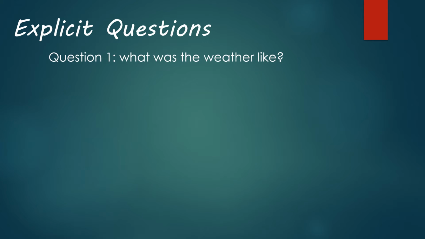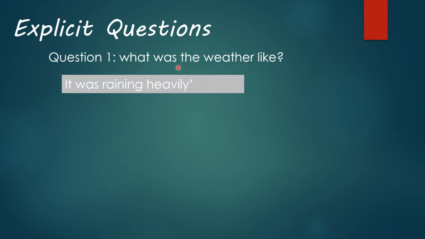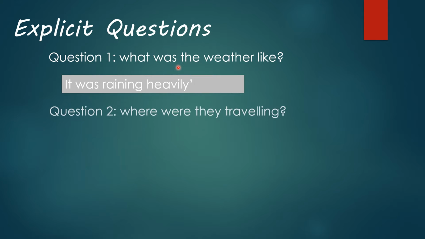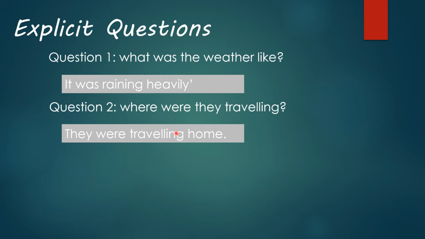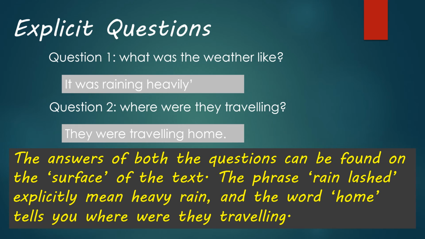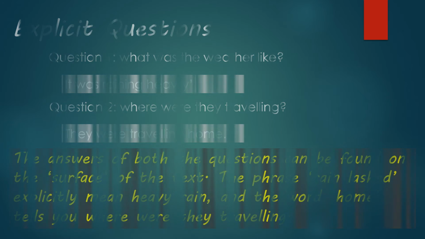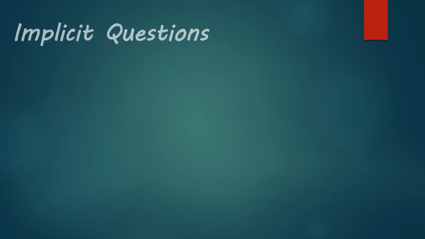The first question is, what was the weather like? And I'm sure that you can easily answer this question: it was raining heavily, because this has been clearly told. Then another question which is taken as an explicit, direct question: where were they traveling? They were traveling home. It was quite simple. But unfortunately, such questions are few in our comprehension passage. So we may not rely on just knowing explicit questions. We'll have to see what implicit questions are as well.